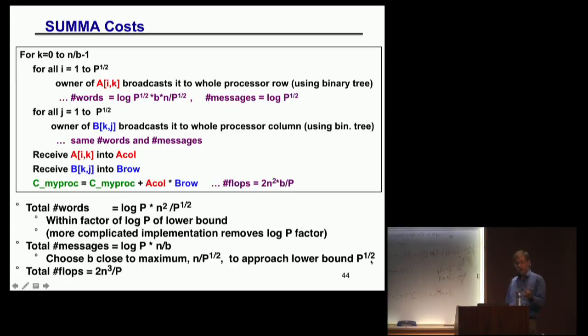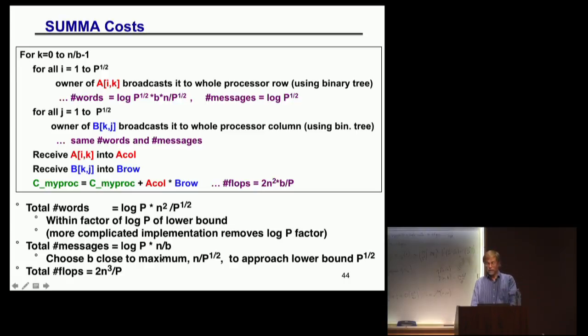So there's a tuning parameter. So why wouldn't I just always pick B to be the maximum, which would be n over the square root of P? It would double the memory, right? I would need to have all this extra buffer space in order to do that. And maybe I can, maybe I can't, but that's a tuning parameter. So this tells me that I can get very close to hitting the lower bound.